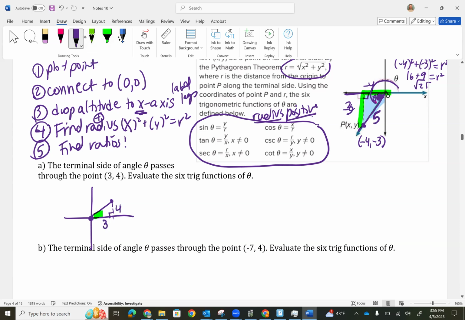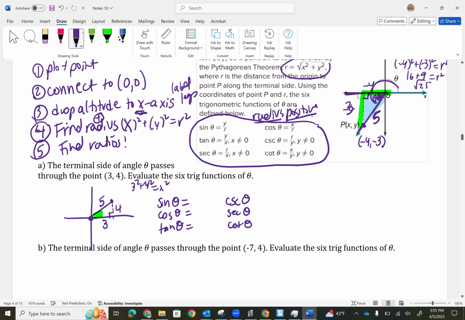Your angle is always the angle formed between that terminal side and the x-axis. And then we find the radius. We could go 3 squared plus 4 squared equals r squared, so that's going to be 5. It'll always be positive; when you square stuff, make sure you put it in parentheses so you get it positive. And then we have to find the ratios. We would do the sine of theta, cosine of theta, and tangent of theta, and then also the reciprocals: cosecant of theta, secant of theta, and cotangent of theta.